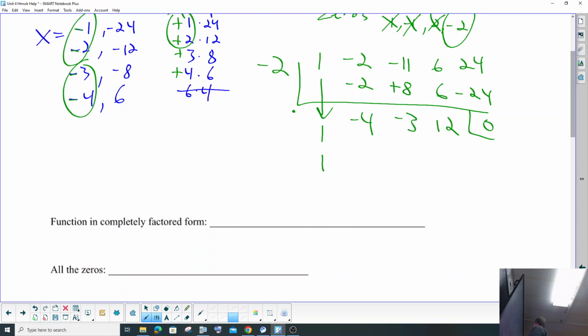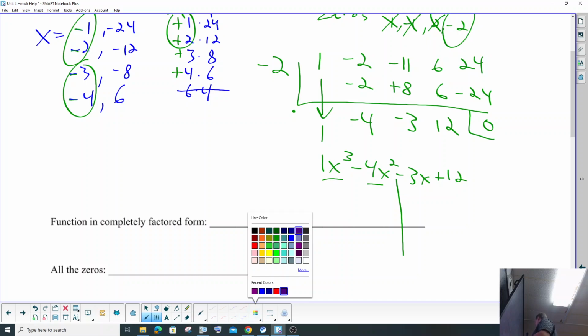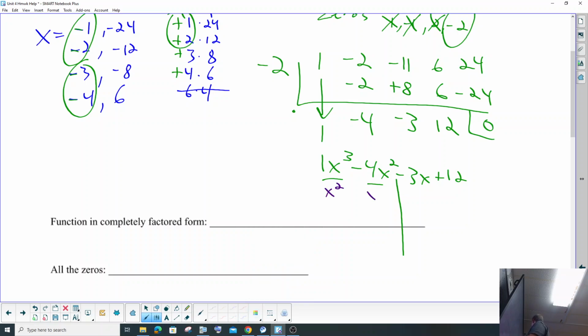Remember, it's 1 power less, so not x to the 4th power, but x to the 3rd power, minus 4x squared, minus 3x, plus 12. Ooh, that's looking promising. Divide down the middle. So then we can go ahead and pull out a what? What do they have in common? We can pull out an x squared. So if we pull out an x squared, the GCF, pull out an x squared.